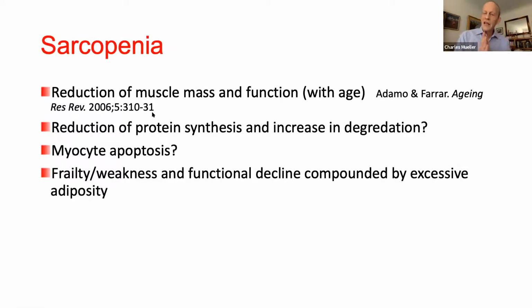Now you have to distinguish this from sarcopenia. I can't stand it when somebody says, oh, they have the sarcopenia of end-stage liver disease. And I go, no, that's cachexia, okay? Sarcopenia is reduction of muscle mass and function associated with age, reduction of protein synthesis and deregulation. Is it early cell death among muscle cells? And it results in frailty and weakness. It is a function of age.